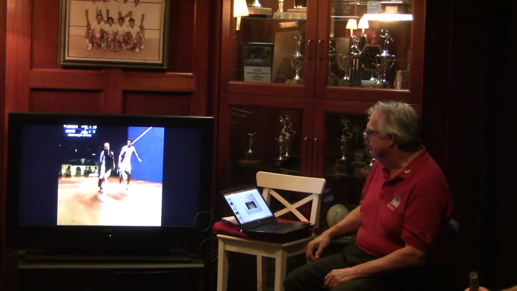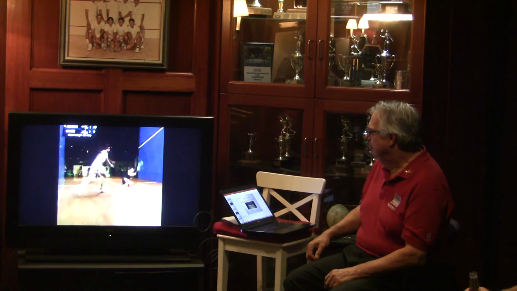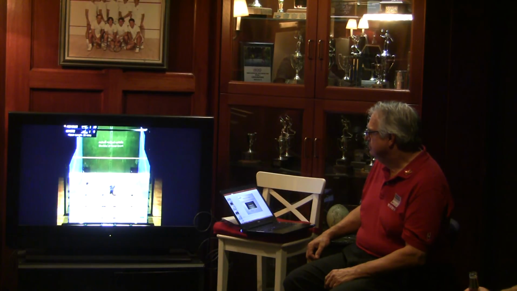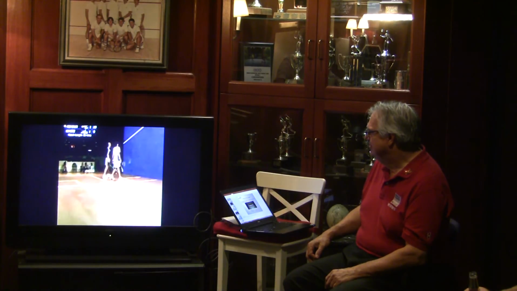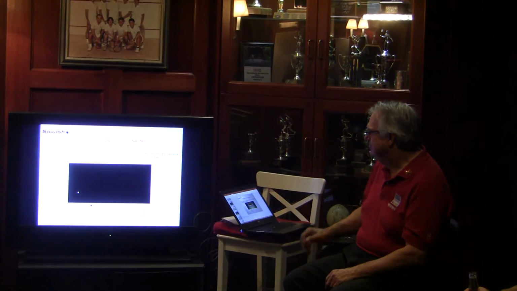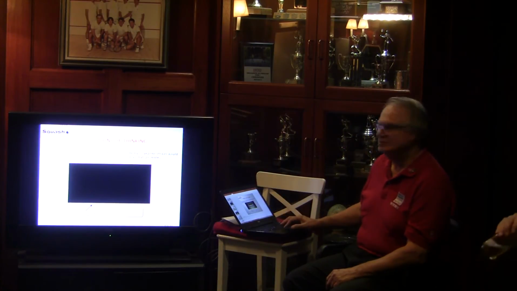So, every effort to get to the ball. The guy in the white did not. Jumped over the guy. That's every effort to get to the ball.